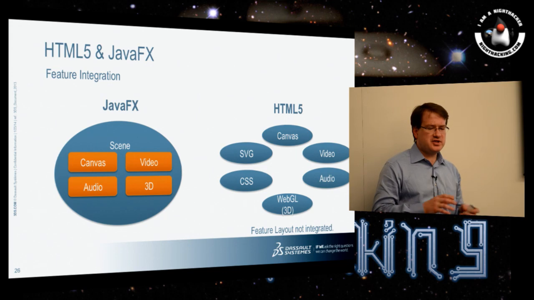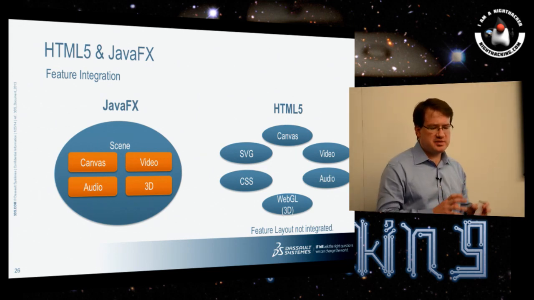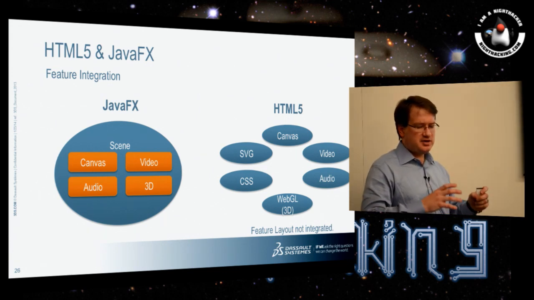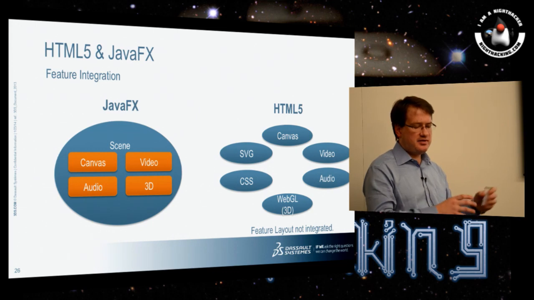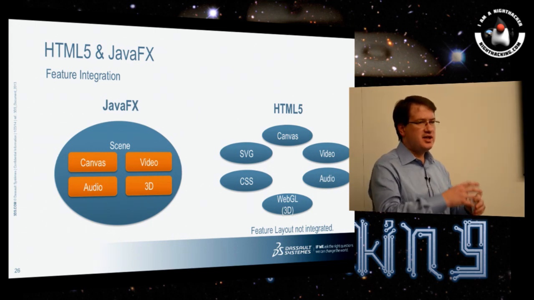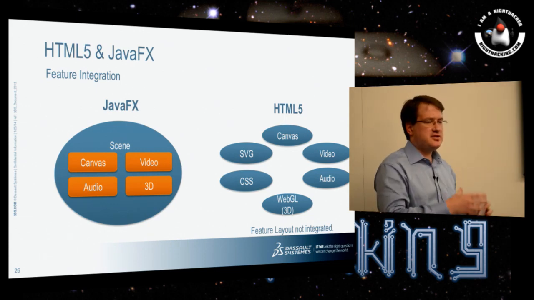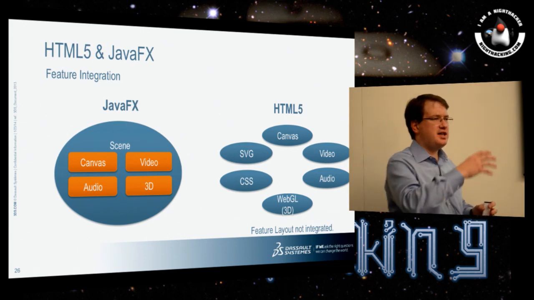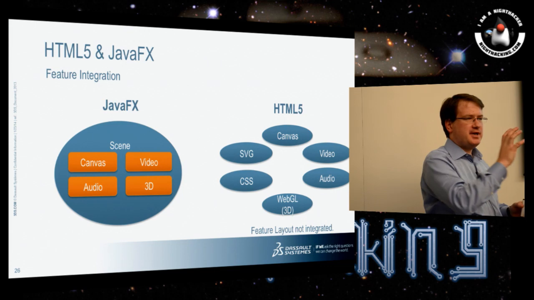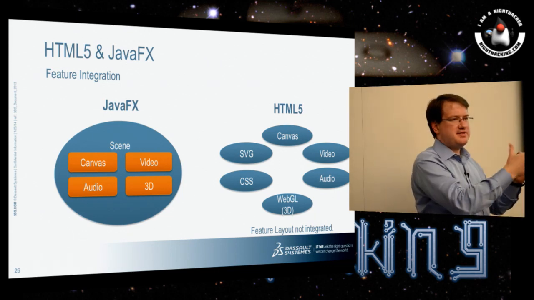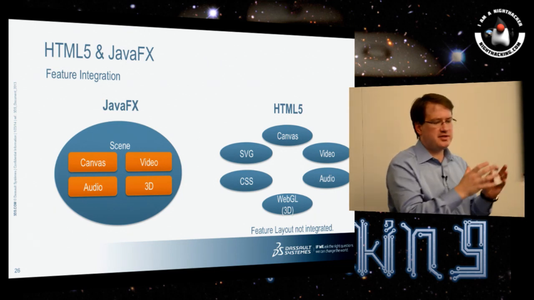And then looking at feature integration, this is where the scene graph comes in. With JavaFX, it's all integrated with the scene graph. So your canvas, your video, your audio, your 3D, they're all part of the scene graph, and these features work together. So you can put a video on a 3D sphere and rotate it, etc., and it's all done for you.